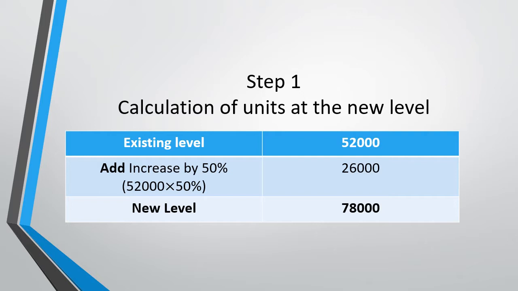Step 1 is the calculation of units at the new level. If you look into the question, it says that the capacity is increased by 50% over the existing level. Your existing level is 52,000. It is increased by 50%, so 52,000 into 50 percent gives you 26,000. So your new level will be 78,000. The first step is to calculate the new level of units.